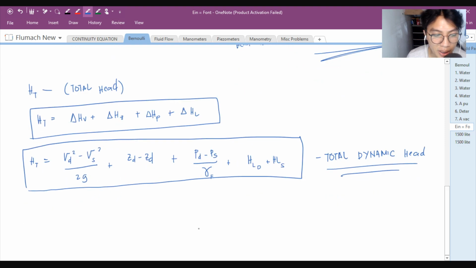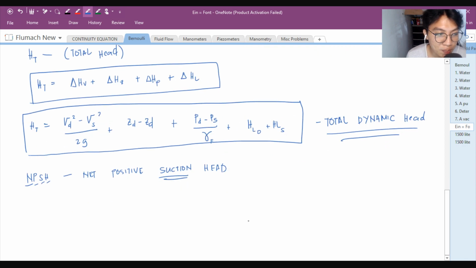How about the NPSH? Net positive suction head. So you won't get confused, this is the totality of all the suction heads, on the suction side only. Now, net positive discharge head? Is there such a thing? No. NPSH is the only one you will always remember: net positive suction head, on the suction side. Okay, is there anything else? We can still extract and expand this equation.